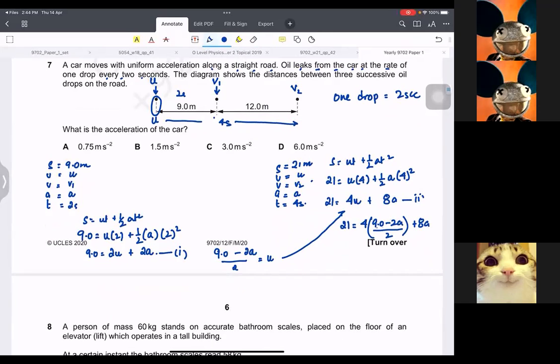So 2 and 4 cancel out, so it is going to be 21 = 2 times (9 minus 2a) plus 8a. 21 = 18 minus 4a plus 8a. 18 minus 21 is 3, and 4a minus 8a... so a will be 3 by 4, which is 3/4 meters per second squared, which I believe has to be a. All right, is it clear? Anybody has a question, please let me know.